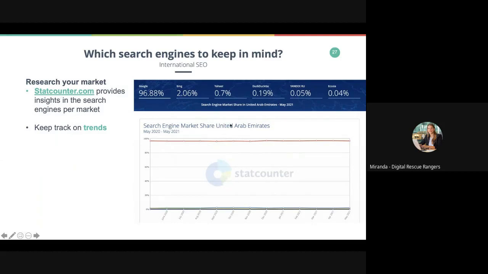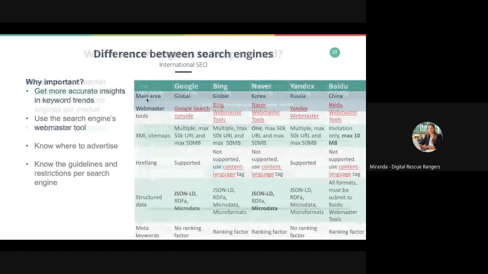For example, in the UAE, almost 97% is Google. And actually, when we talk about SEO, we usually talk about Google because Google is also the strictest one. But if you focus on some countries, such as Russia, they have Yandex, or China with Baidu, it's good to keep in mind that there are differences. I won't go too much into detail here, but it's just to show that there are differences between each search engine: different webmaster tools, different guidelines about sitemaps. So it's very important to double check which search engines are in the market you want to target.